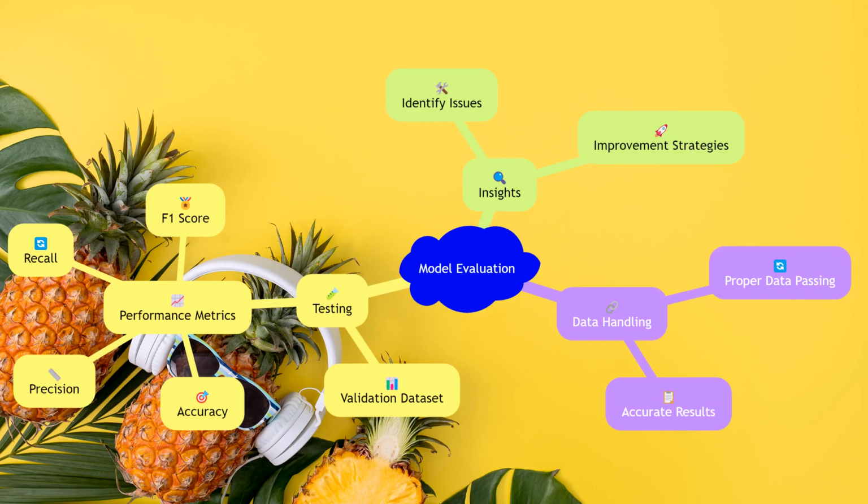After training the model, it is essential to evaluate its performance to ensure that it meets the desired criteria. Model evaluation involves testing the model on a separate validation dataset and calculating various performance metrics, such as accuracy, precision, recall, and F1 score. This step helps identify any issues with the model and provides insights into how it can be improved. Properly passing data between the training and evaluation steps is crucial for obtaining accurate and reliable results.